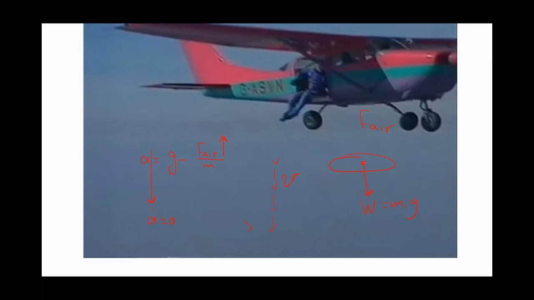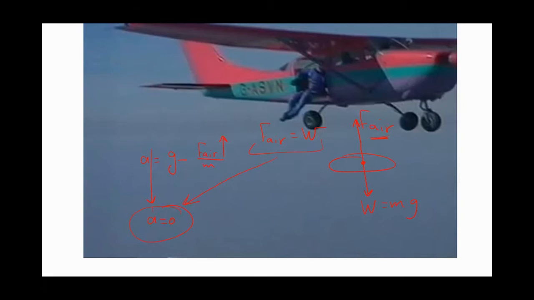We started by zero, so it increases until it's equal to the weight. Until the air resistance becomes equal to the weight. In this case, we call them balanced forces. So the air resistance equals the weight, or mass times gravity. At this moment, guys, the acceleration equals what? Equals zero. The two forces are equal, so the acceleration becomes zero.